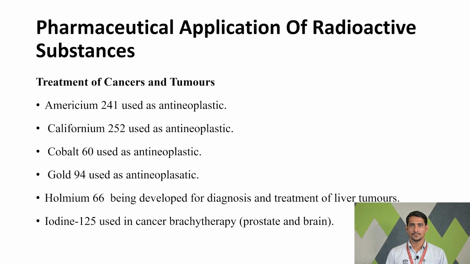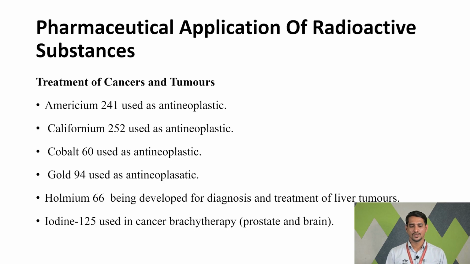So there are some pharmaceutical applications of radioactive substances. Let's see some examples. For the treatment of cancer and tumors, americium 241 is used as an antineoplastic agent, californium 252 is used as an antineoplastic agent, cobalt 60 is also used as an antineoplastic agent, and gold 198 is also used as an antineoplastic agent. Now, holmium 166 is being developed for diagnosis and treatment of liver tumors. So the research work is going on holmium 166.